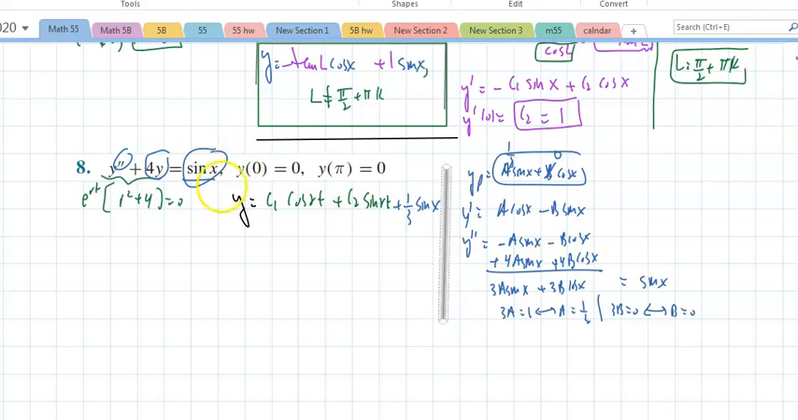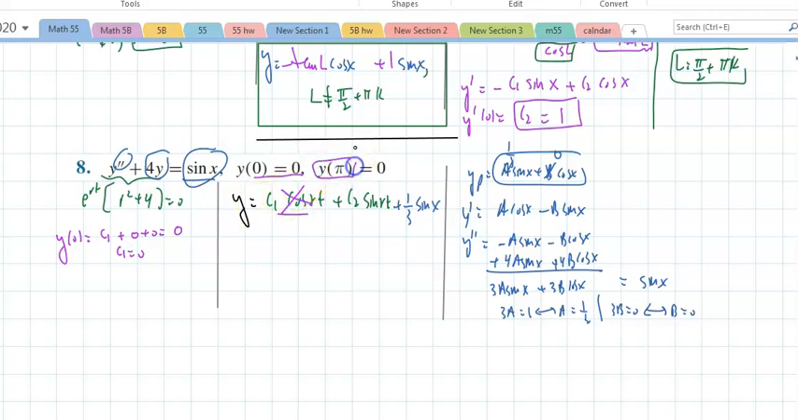Now, if I want to find c1 and c2, I would say y of 0, let me do it here since I have a lot of space, y of 0 is c sub 1 plus 0 plus 0, and that equals 0. So in that case, c sub 1 equals 0. That means this is no longer there. That's very good.